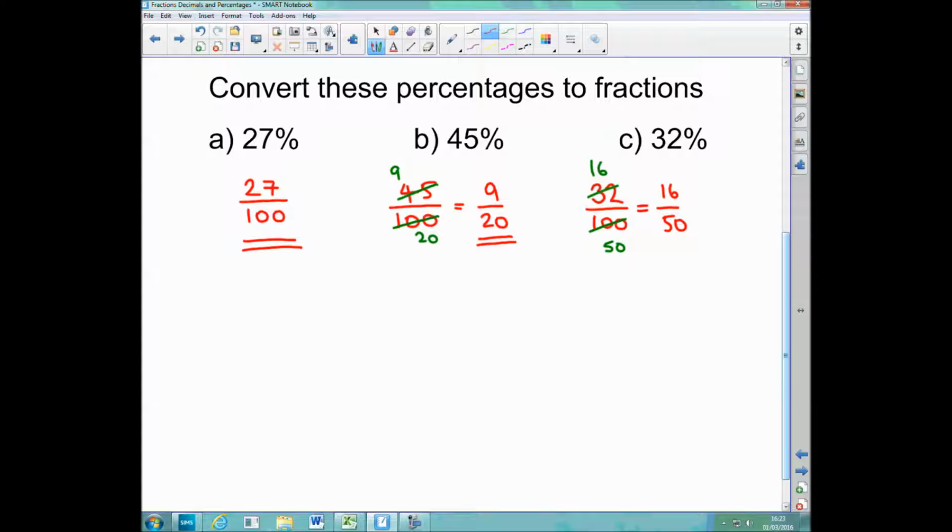And again, just double check that these don't simplify again. And they're both even again, aren't they? So we're going to half it again. So 16 halved is 8. 50 halved is 25. So my answer here would be 8 over 25. Now let's just make sure that that doesn't simplify, which it doesn't. Okay, so that there, 8/25 is the same as 32%.